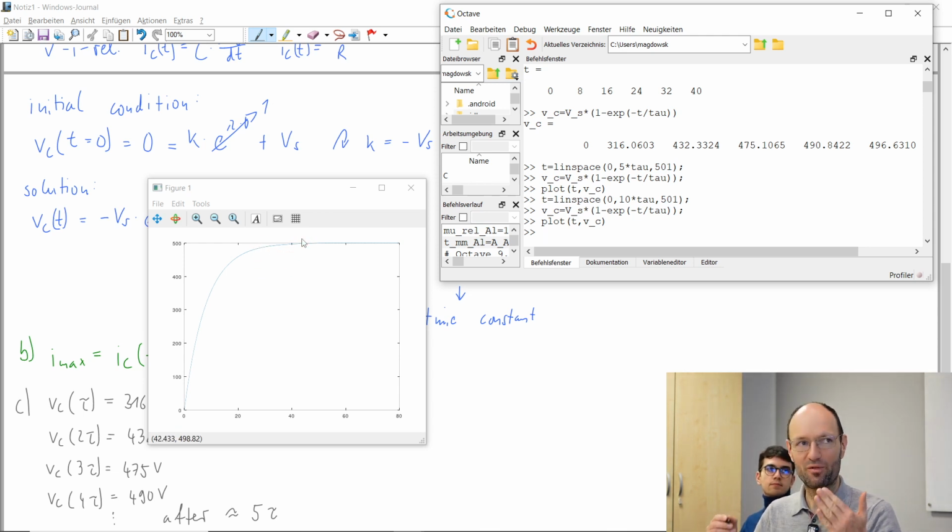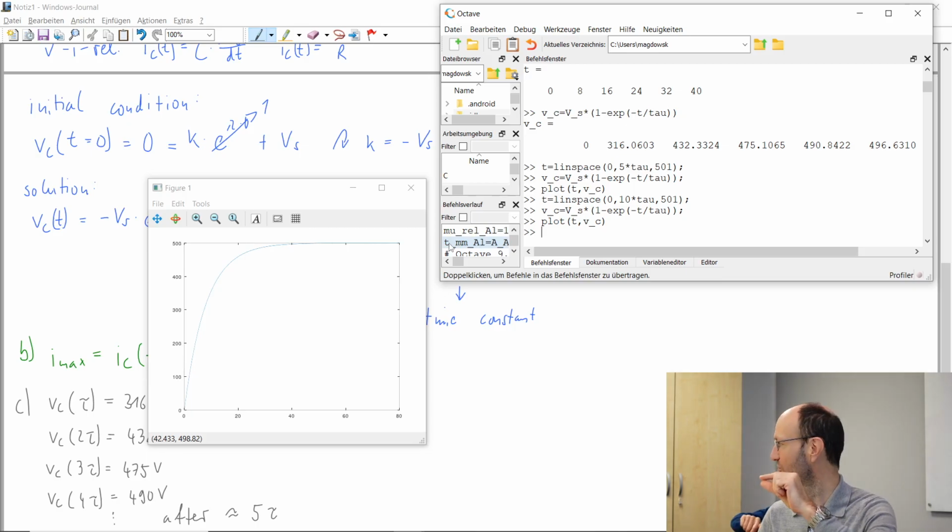So from a theoretical point of view, it will never be fully charged because you never reach the 500, but you only get closer and closer and closer to it. So the question is, how close do you want to get? And the longer you have to wait.